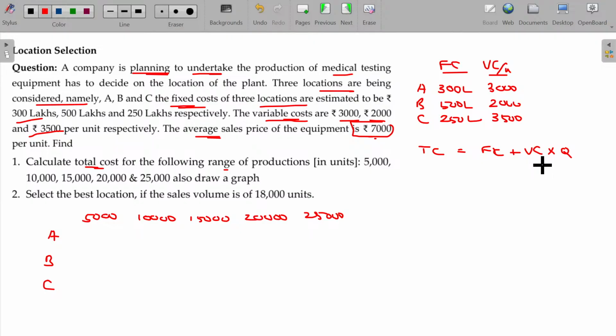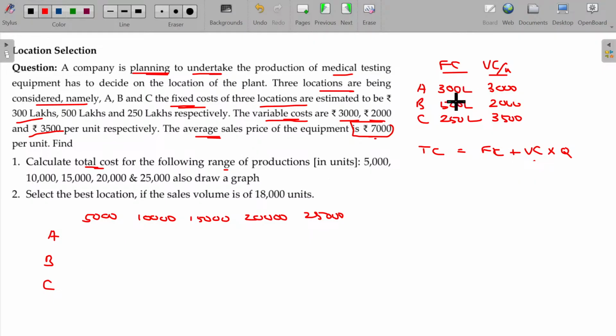This is similar to forecasting, fitting a straight line, which is nothing but Y is equal to A plus BX, where X is equal to Q, B is the variable cost per unit, and A is the fixed cost. So the same formula is represented this way. Clear?